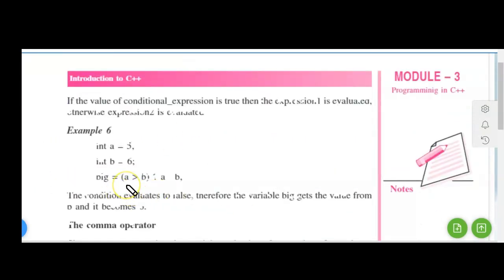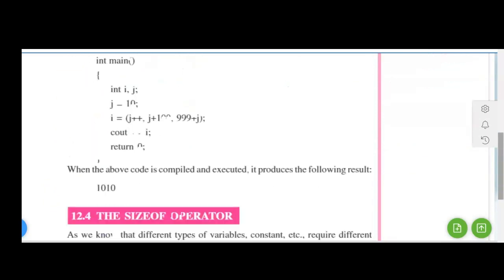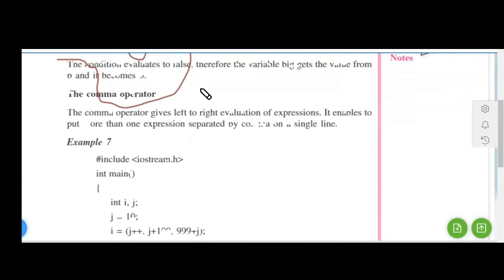You can see here both values of a and b are given. Is a greater than b? No. A is not greater than b. It is false. So since it is false, this expression will not be evaluated. Rather, it will go to the next portion. That is, what is the value of b? 6. So 6 will be assigned to big. So big becomes 6 in this case. The value of big is 6.